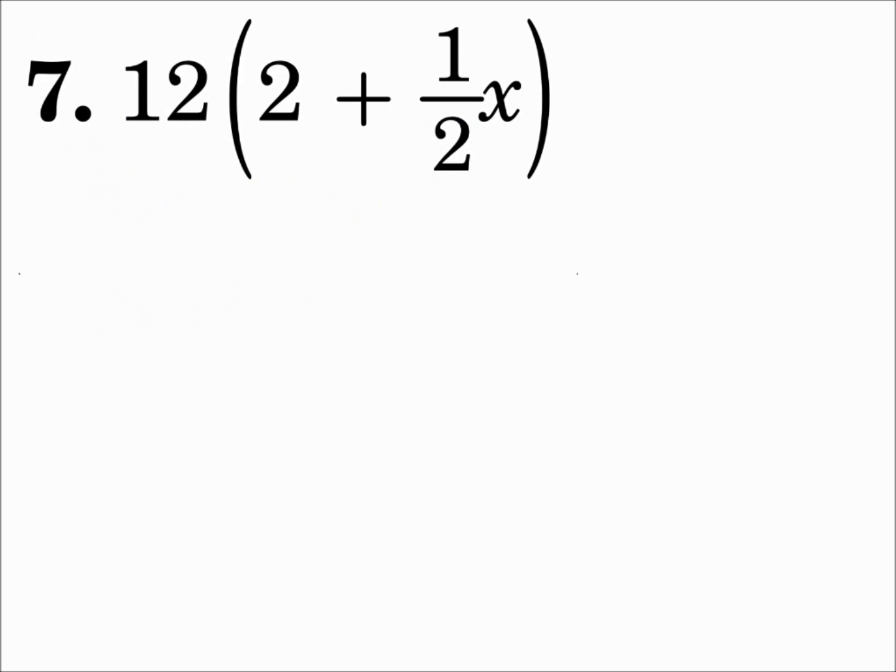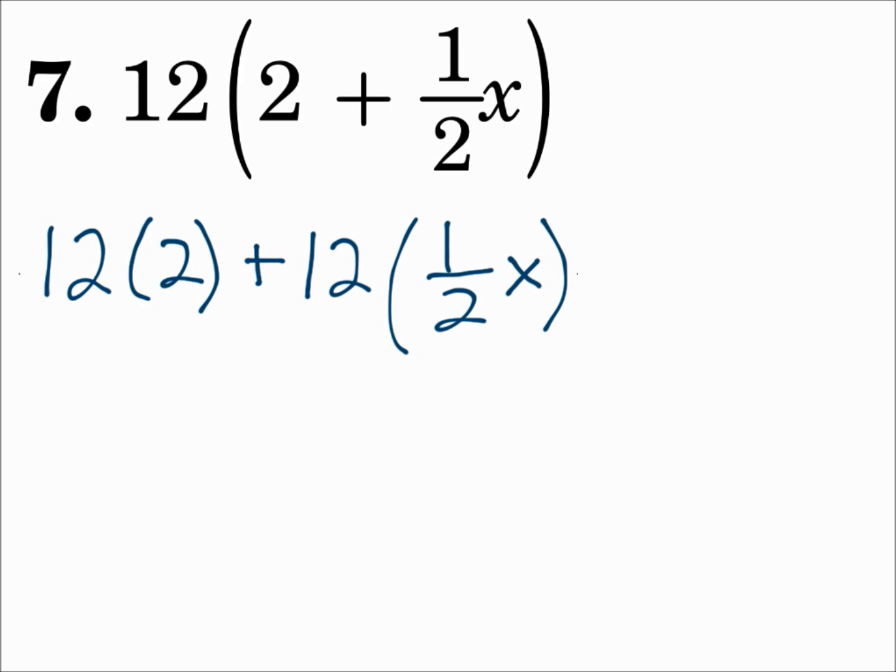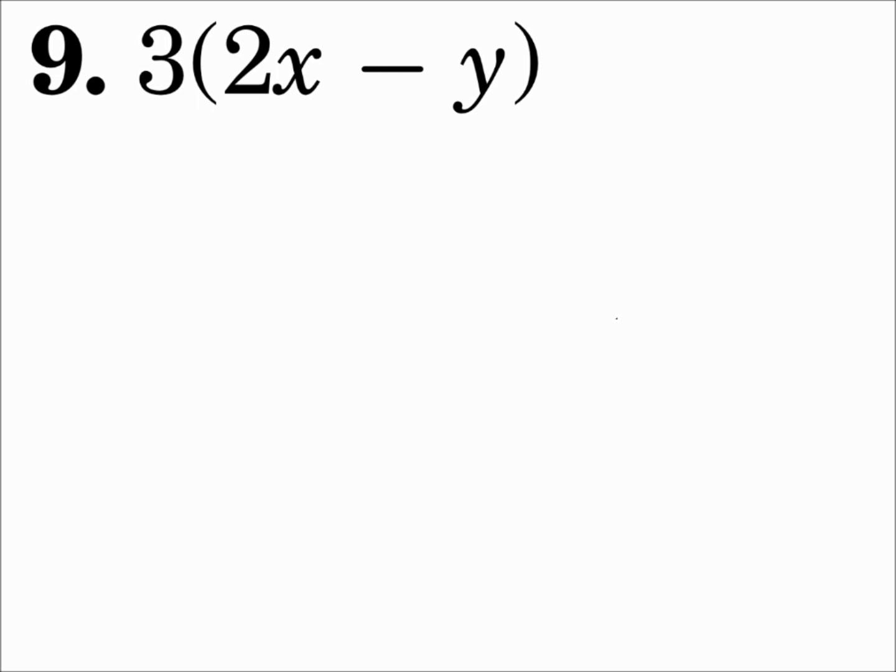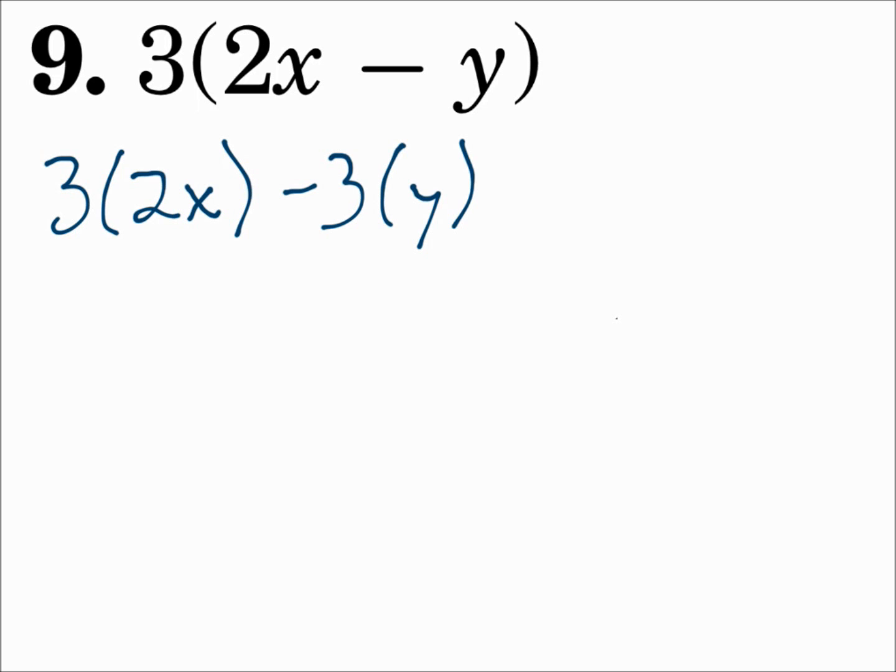For number 7, do 12 times the 2 plus 12 times the half x. Now multiply each one. 12 times 2 is 24. 12 times half x is 6x. Those are unlike terms, so this is finished. Number 9, do 3 times the 2x minus 3 times the y. 3 times 2x is 6x. 3 times y gives you minus 3y. Those are unlike terms, so this is finished.